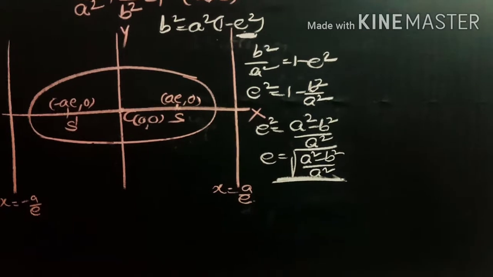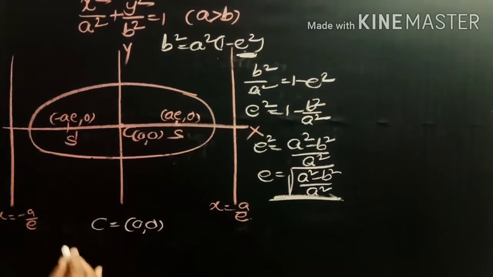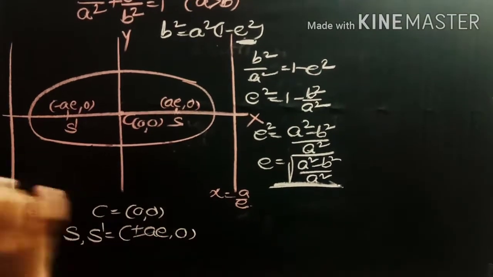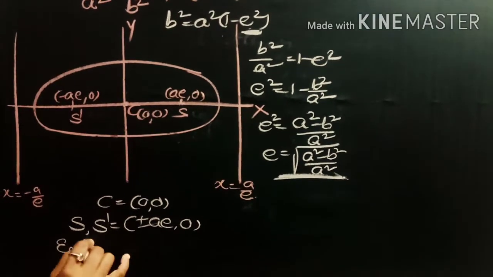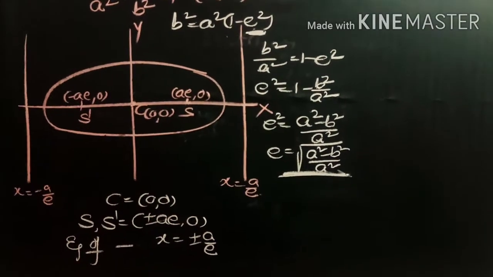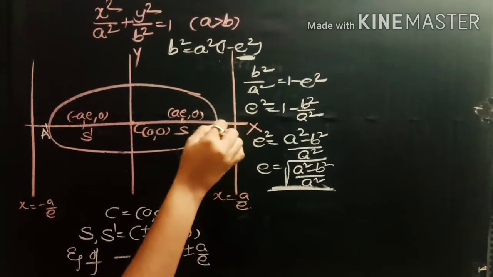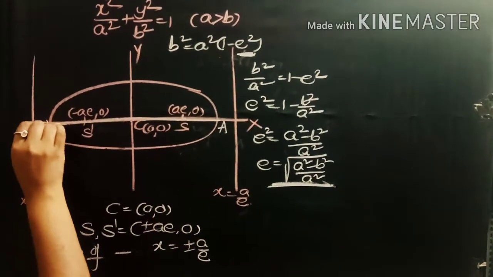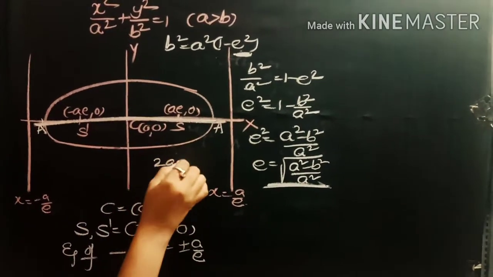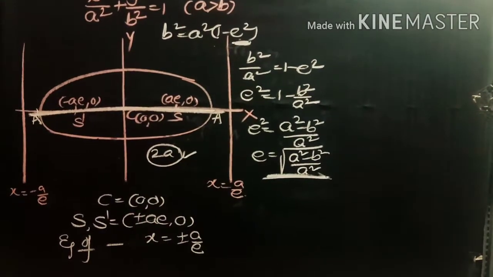Now in this case the formulas are: center of the ellipse is (0, 0), and the foci S, S dash are taken as (plus or minus ae, 0), and the equations of the directrices are x is equal to plus or minus a by e. Here these two points are taken as A, A dash. The line AA dash is called the major axis of the ellipse, and the length of the major axis is equal to 2a.